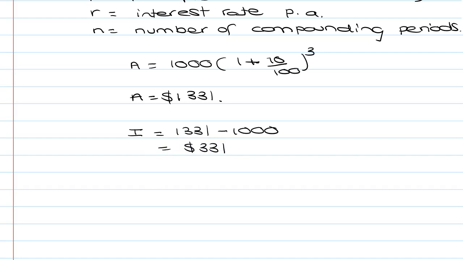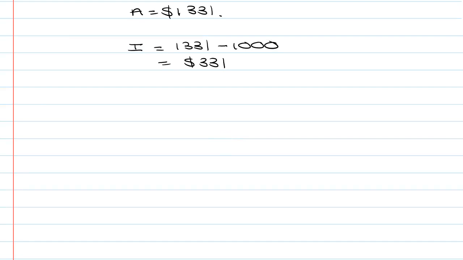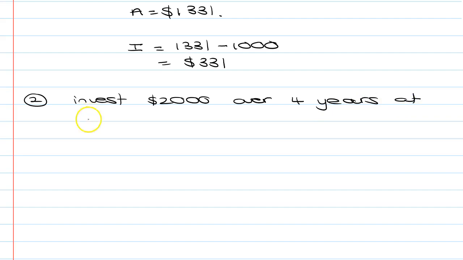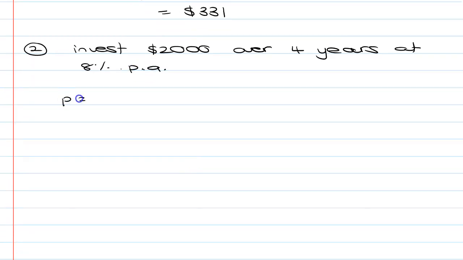I'm just going to do a second example involving compound interest. So this is exponential growth. So let's do investing $2,000. So we're going to invest $2,000 across 4 years at 8% per annum. Okay, so we've got the fact that the interest rate is compounding yearly. Per annum, remember, means yearly. And we have our P, principal amount, which is 2,000. We have our R, which is 8%. And we have our N, which is 4.